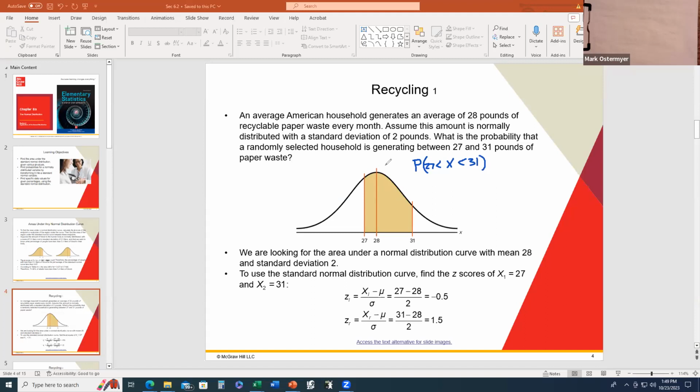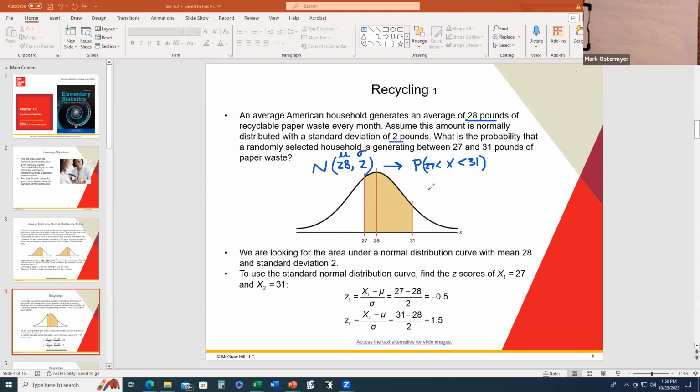Now, this probability we're trying to compute conforms to a normal distribution that is not the standard normal distribution. It's a normal distribution where the mean is 28 now, and the standard deviation is not 1, but 2. So that's going to be mu and lowercase sigma for this normal distribution.